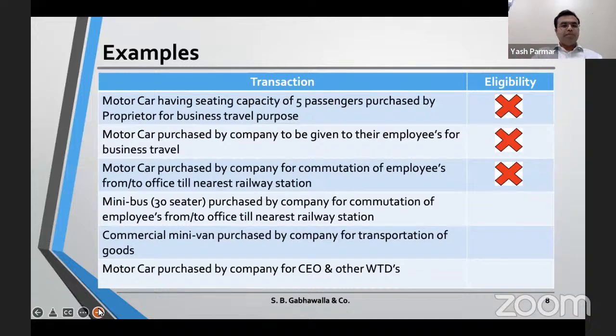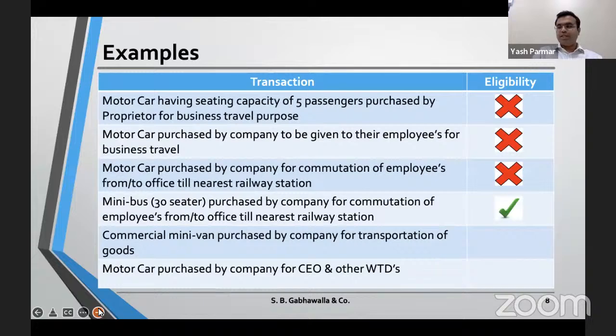Fourth one, minibus which is having sitting capacity of 30 purchased by a company for commutation of employees from and to office till nearest railway station. Now in this case, the condition of sitting capacity being less than 13 is not getting satisfied and therefore ITC will not be blocked. ITC can be claimed for purchase of minibus which is having approved sitting capacity of more than 13 passengers.